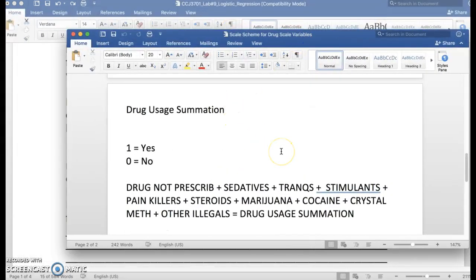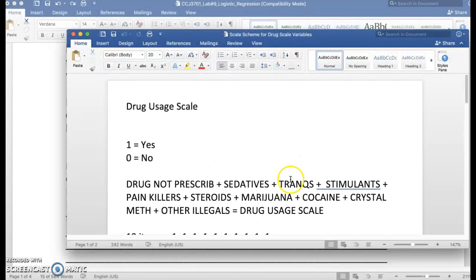So let's go back to what we talked about earlier and make sure we make the right decision. So with the drug usage scale, we had, did you use a drug that was not prescribed? Did you use sedatives, tranquilizers, stimulants, painkillers, steroids, marijuana, cocaine, crystal meth, other illegals? And you could either build a scale or a summation.